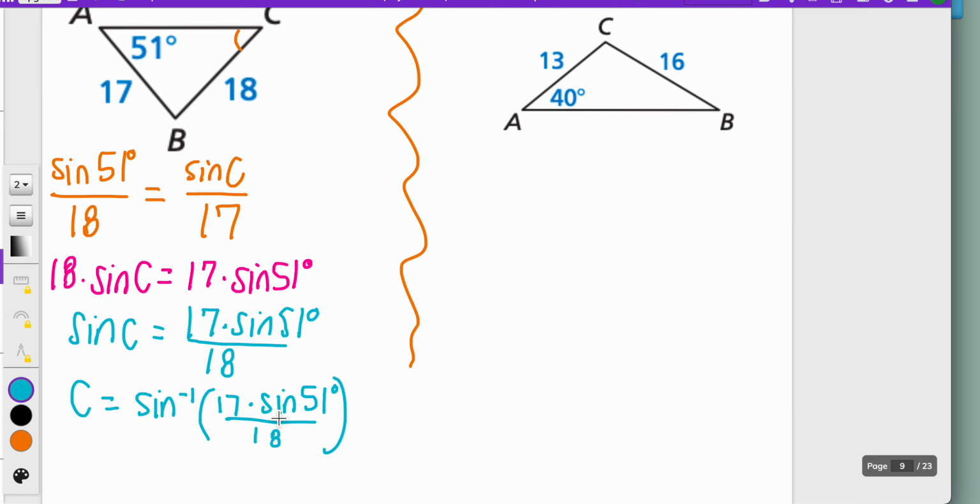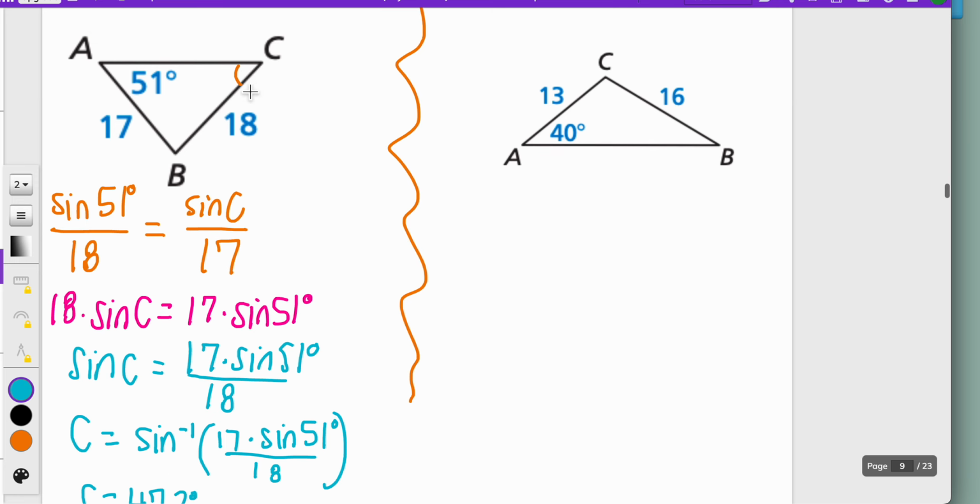I'm going to do sine of 51 first, which is 0.7771, then times 17. I'm going to get 13.2114, and then divide that by 18. I'm going to get 0.73397, but then the inverse sine of that is going to give me 47.2 degrees rounded. So letter C is 47.2 degrees, which means I now have enough information to find letter B.